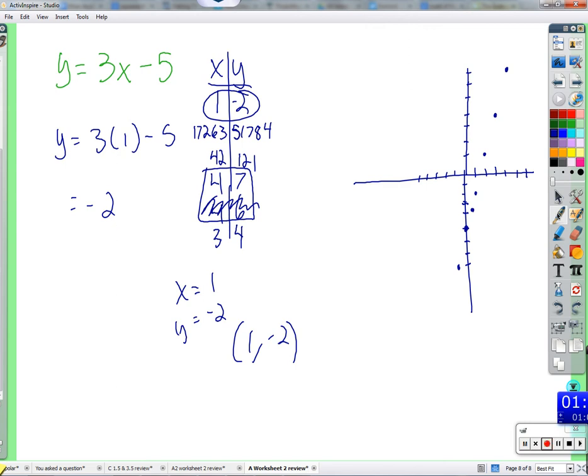When would you be done plotting all of the points of the graph? Never. Because how many points are there? Infinite. It will never be done.